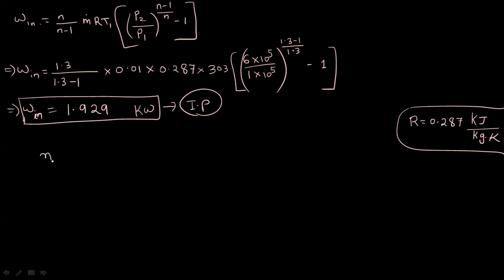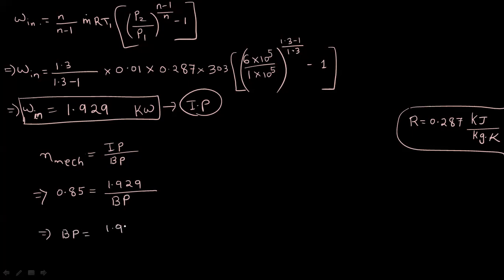Now we will apply the formula. Mechanical efficiency is equal to indicated power divided by brake power. So mechanical efficiency was 85% or 0.85, which is equal to indicated power 1.929 divided by brake power. From here we can solve it. The brake power will be 1.929 divided by 0.85. Solve it and tell me how much brake power we are getting.